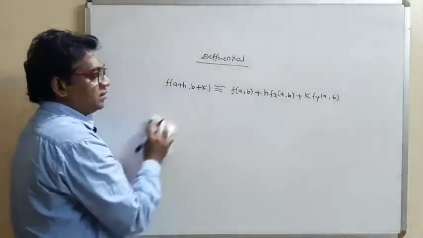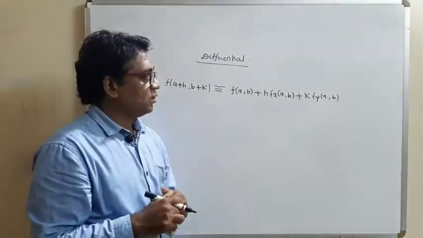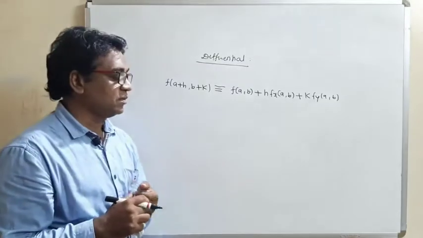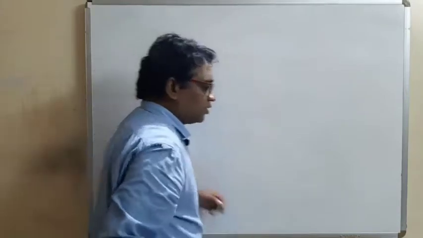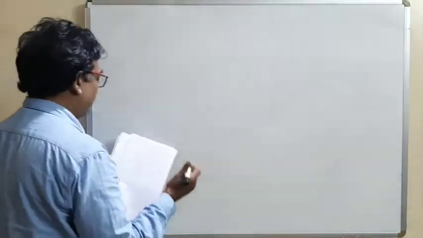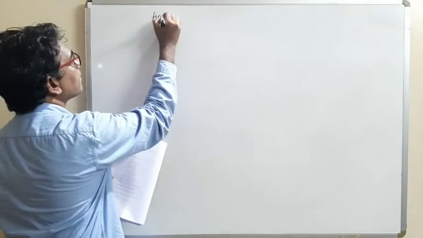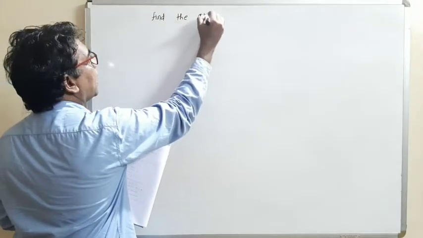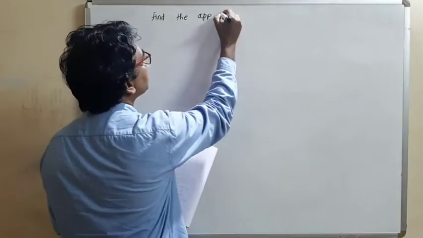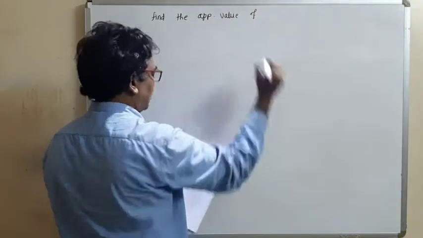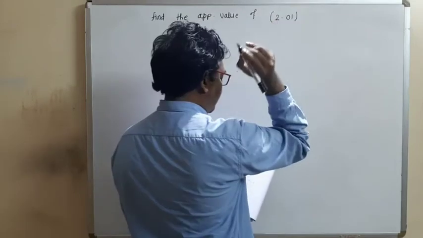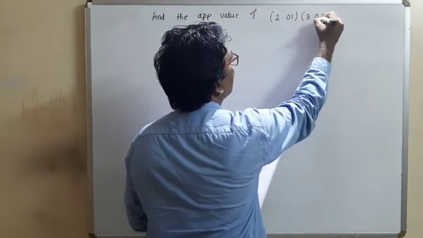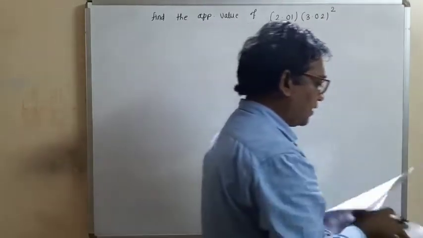Now last time we have seen 3 examples to compute the approximate value of a function. Now let us take 3 more examples. So write down example number 4. Find the approximate value of the function 2.01 into (3.02) whole square.